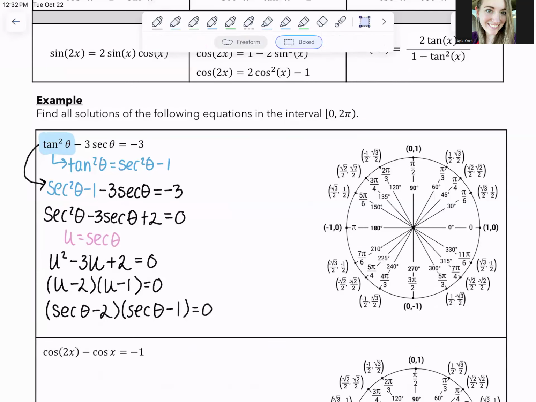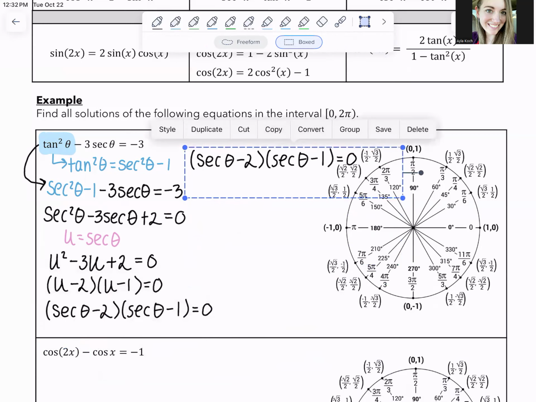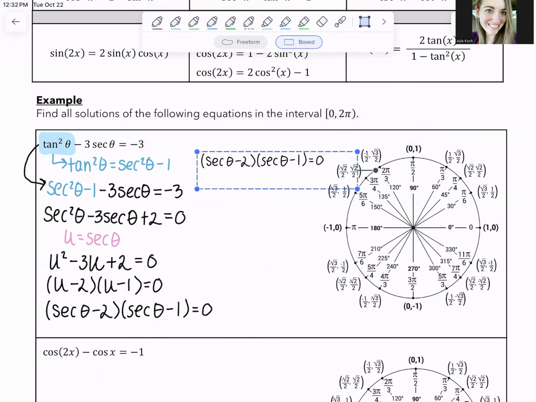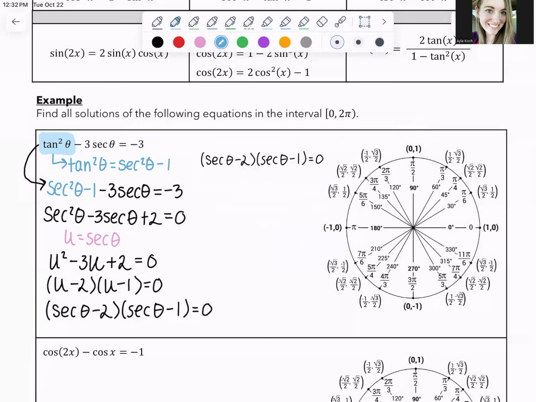And now this is something we've solved before. This is identically something we've solved before. I guess let's make you smaller. I'm running out of room here. Oh no, Apple Pencil. Everything's going wrong.